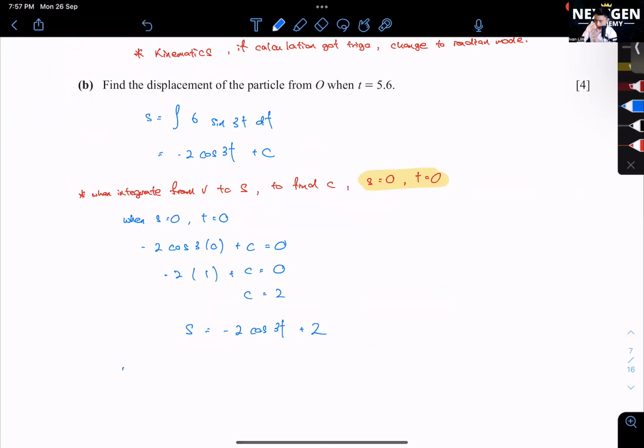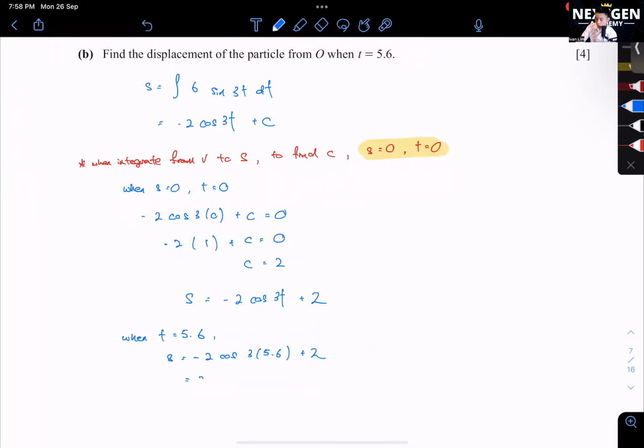Then after that, only we sub in t equals 5.6. s equals -2 cos 3 times 5.6 plus 2. We should get 2.92. Right? Any question on this one? All good?